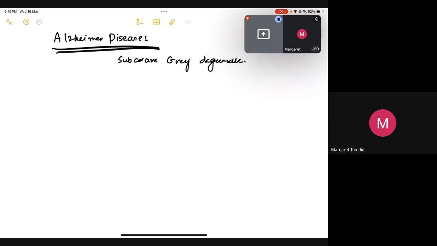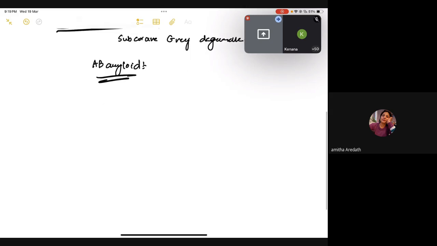Can anyone name that amyloid? What's the specific name for that? Amyloid precursor. Okay, A beta amyloid is going to be deposited diffusely within your cerebrum, and it would lead to degeneration of your subcortical neurons. That's why we are going to have dementia.